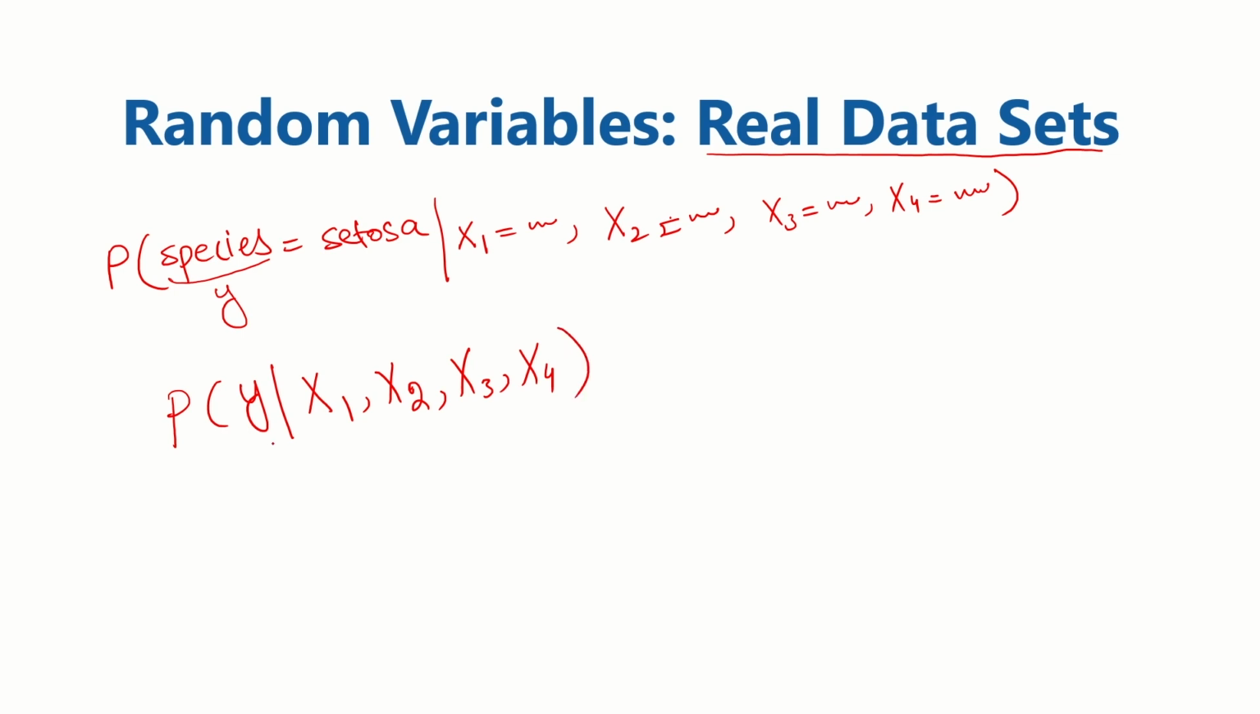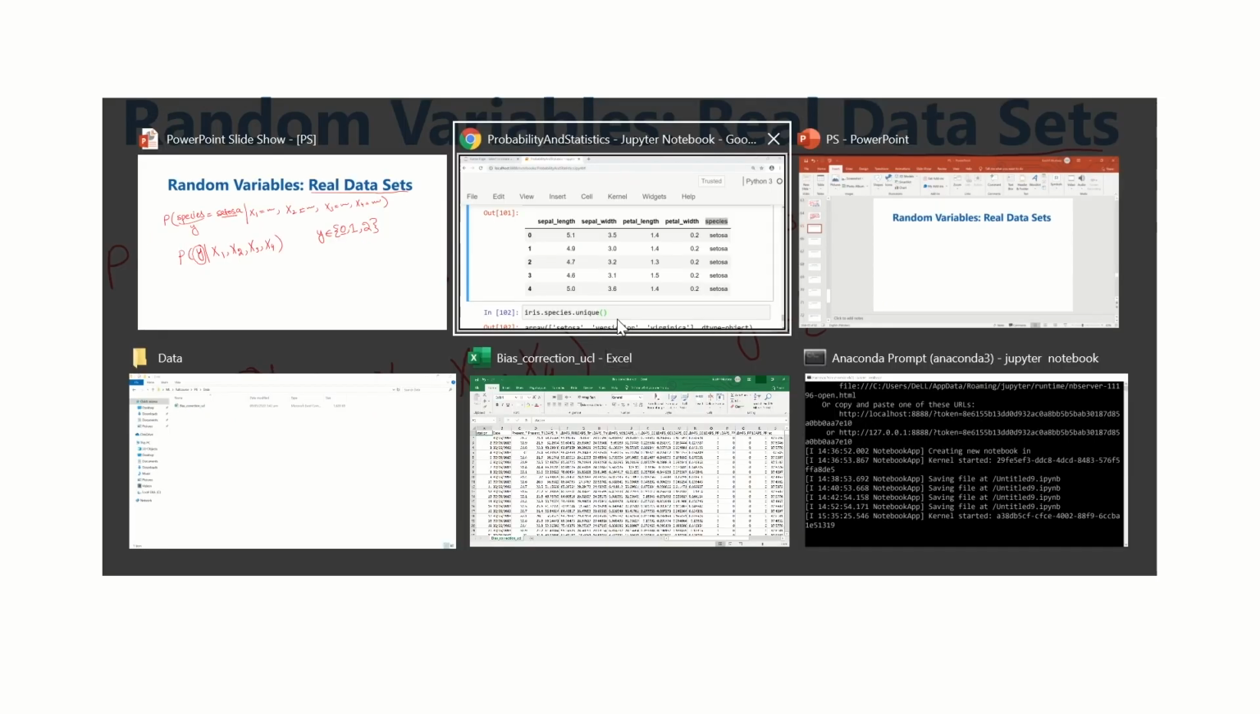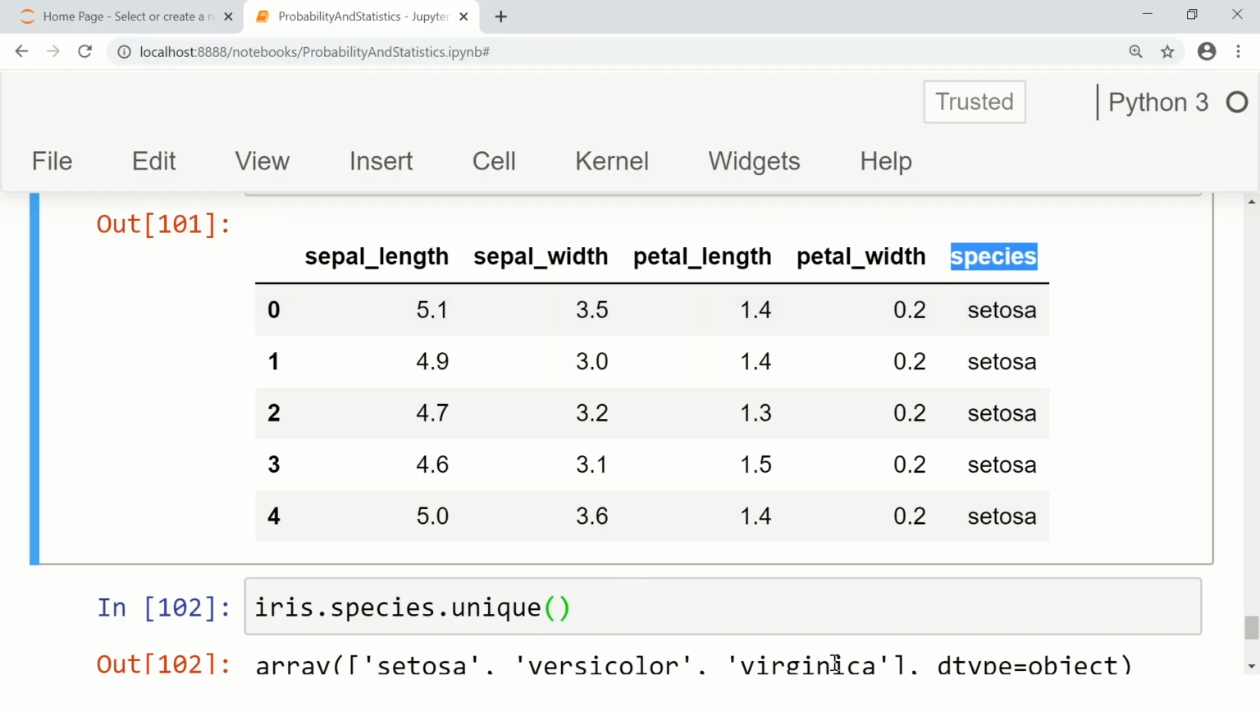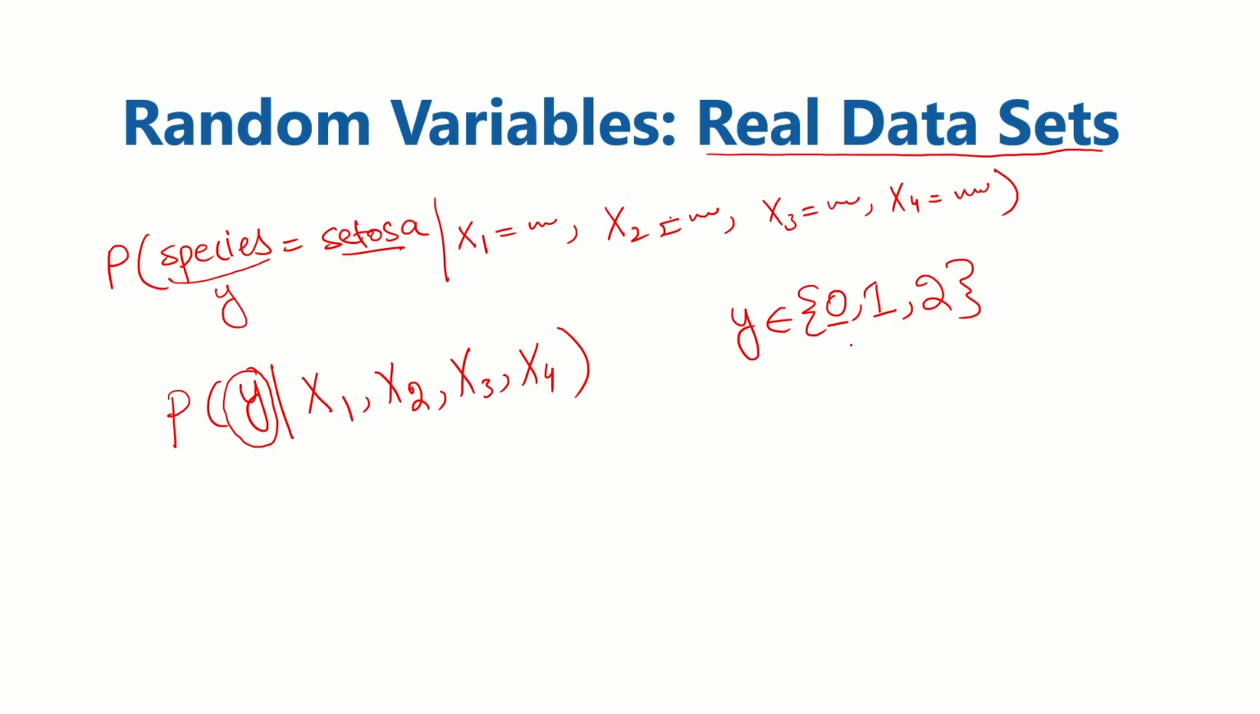And we are calling this a probability mass function because the total number of values that this y can take is just 3. Let's say setosa is coded as 0, versicolor is coded as 1, and virginica is coded as 2. So setosa, versicolor, and virginica have different codes 0, 1, and 2. So this is basically the probability mass function because y is discrete.